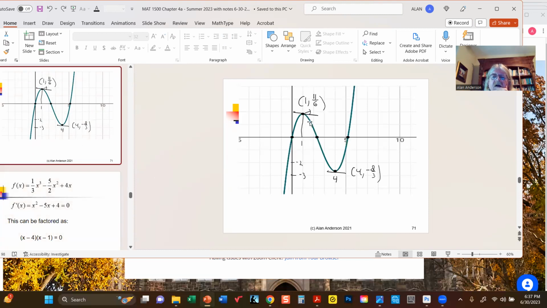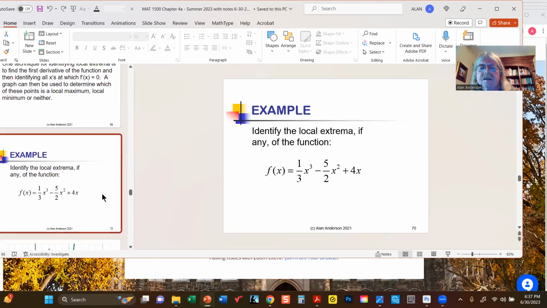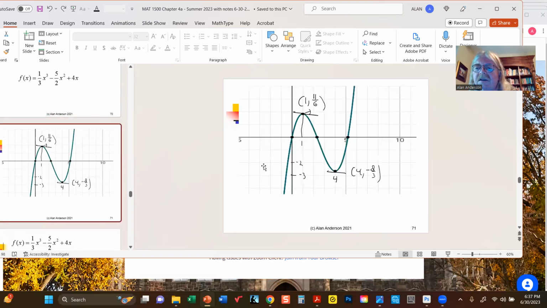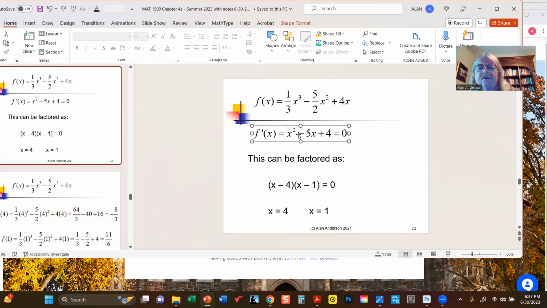I've already done this for you, but this is the SimiLab graph. You can see the 2 points where the function has a tangent which is flat are those 2 points. Now, how do we do this? Well, you're taking the derivative of this function. How would you do this algebraically if you didn't have a graph in front of you? You take the function, you set the derivative equal to 0.